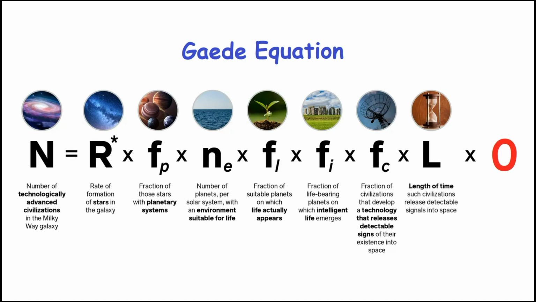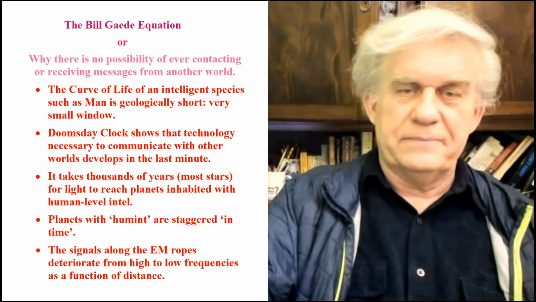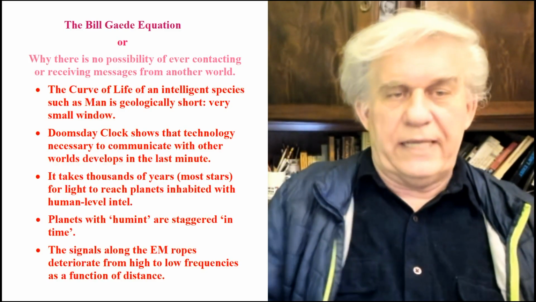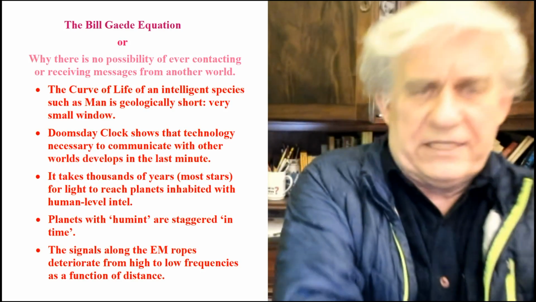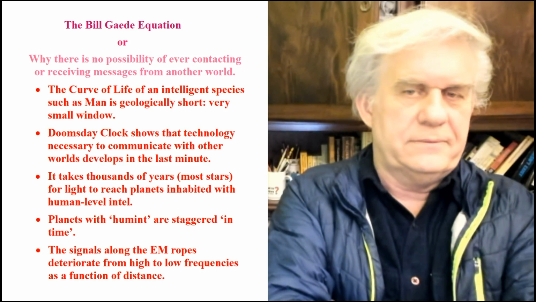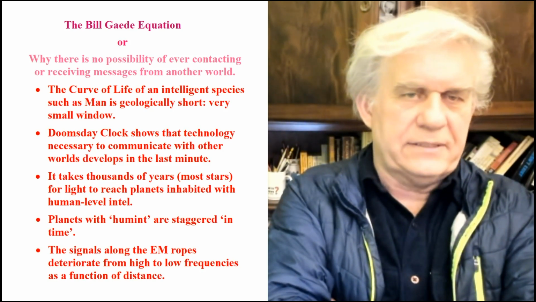Say, Bill, you're a little pessimistic. Today I drank too much beer, so I guess I'm a little pessimistic. Let me tell you why I'm not pessimistic. It's called realistic. Let's be realistic. Okay, and here's the realism that I propose for that 0. Okay, here it is. This is my Bill Gaede equation, why there is no possibility of ever contacting or receiving messages from another world. Okay, that's what my equation has to do with.